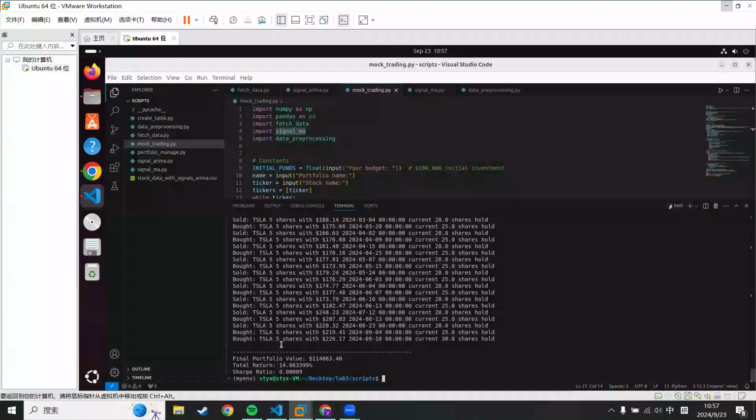Now we can see our final portfolio value. We can see that we have some profit from this portfolio, and the total return is 14%. It's not bad, and also the Sharpe ratio.